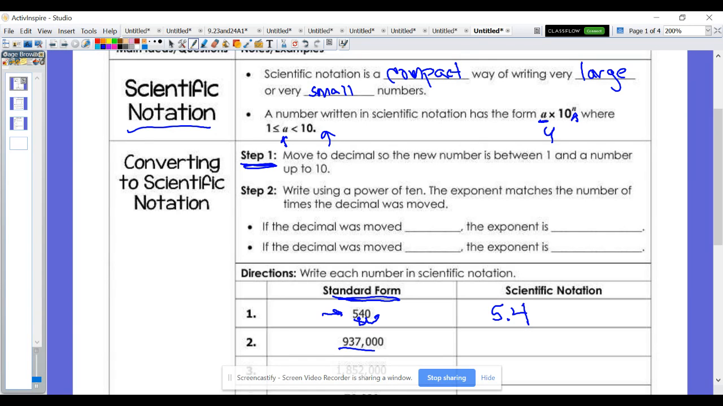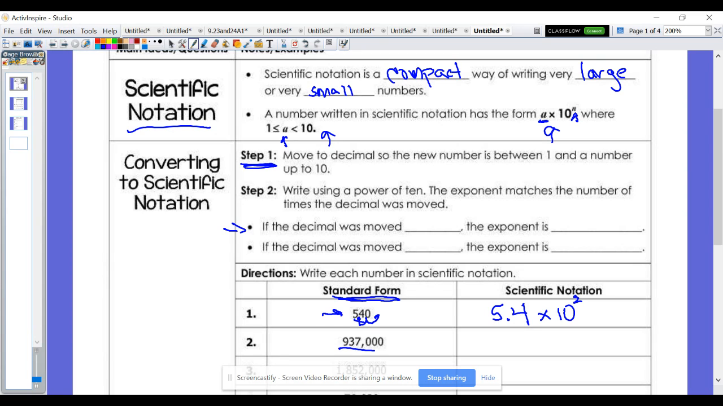If I look back at what my form needs to look like in the end, I need to have that number multiplied by 10 to the something. That something, what that number is going to be raised to, is the number of times you moved the decimal point. So if we go back to our example of 540, I moved the decimal point 2 places to the left, so I'm going to put a 2 there. So going from standard form to scientific notation, 540 in standard form is 5.4 times 10 to the second power in scientific notation.